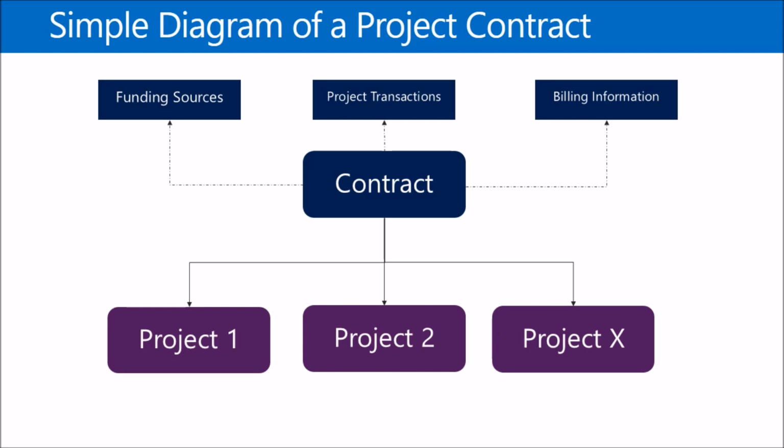The general thing to understand is, well, A, funding sources are a way to relate a customer. B, when we go ahead and invoice, all that default invoice information is coming from your contract. And then C, you can have many projects associated with one contract. And then I guess finally D, the project transactions are reviewable at the contract level as well.